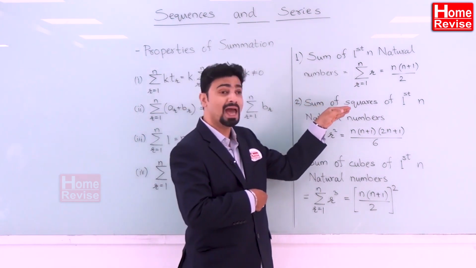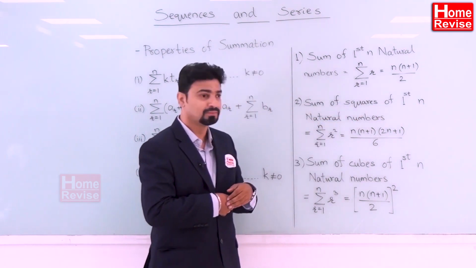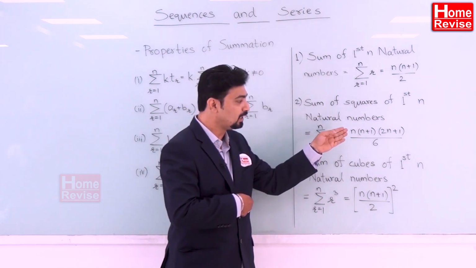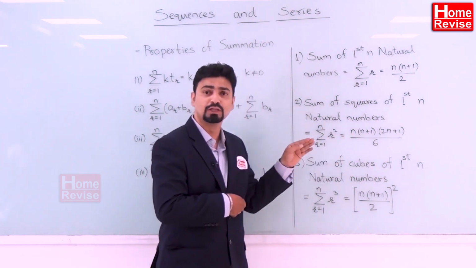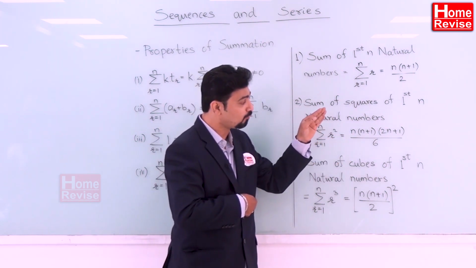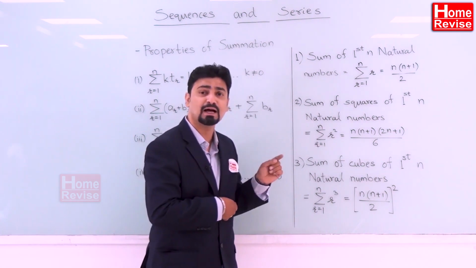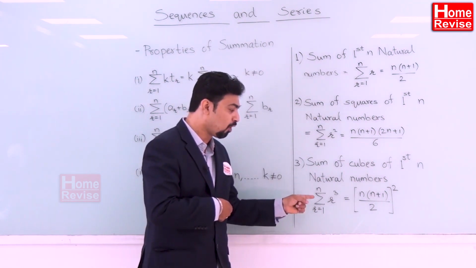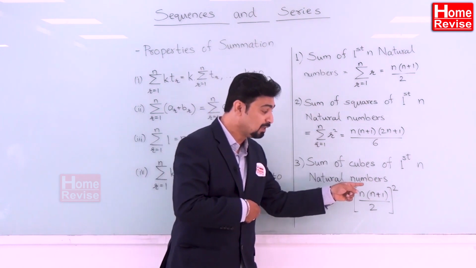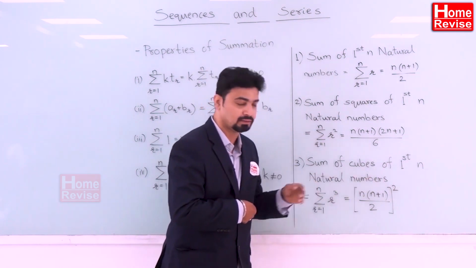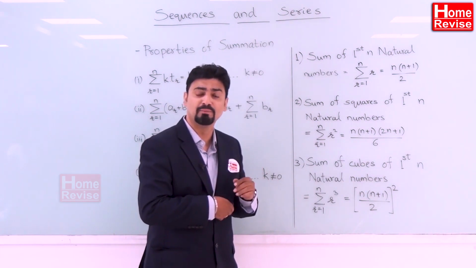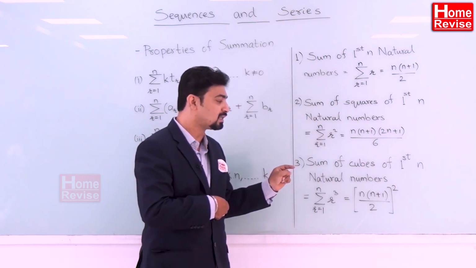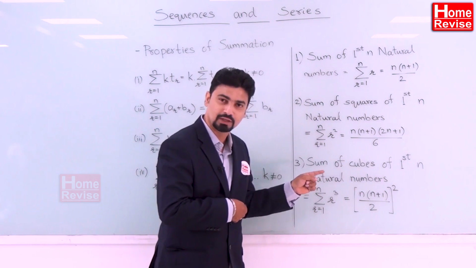Similarly, the sum of squares of the first n natural numbers, that is summation from 1 to n of r square, will be nothing but n into (n plus 1) into (2n plus 1) whole upon 6. So this is the formula for the sum of squares of the first n natural numbers. Similarly, the sum of cubes of the first n natural numbers is given by summation of 1 to n of r cube, which is equal to (n into (n plus 1) by 2) the whole square. So we have the formulas for the sum of the first n natural numbers, the sum of squares of the first n natural numbers, and the sum of cubes of the first n natural numbers.